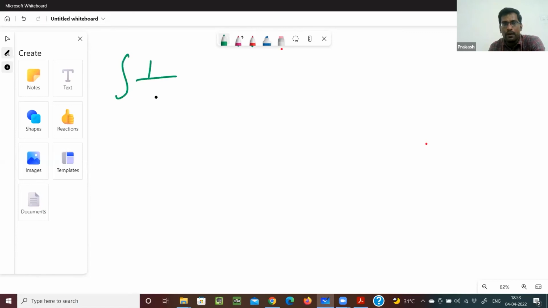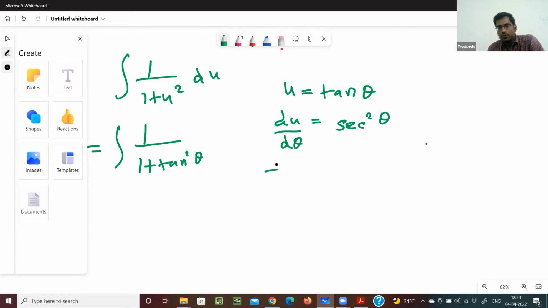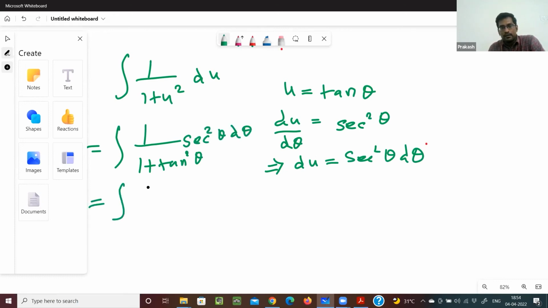For example, this is one familiar example, integral of 1 by 1 plus u square du. We need to evaluate this integral, but we don't know how to evaluate it directly. So here you can take u equal to tan theta. So du by d theta equals secant square theta, and we just substitute here. This integral we can rewrite: 1 plus u square is nothing but 1 plus tan square theta, which is secant square theta. So it becomes secant square theta by secant square theta d theta.